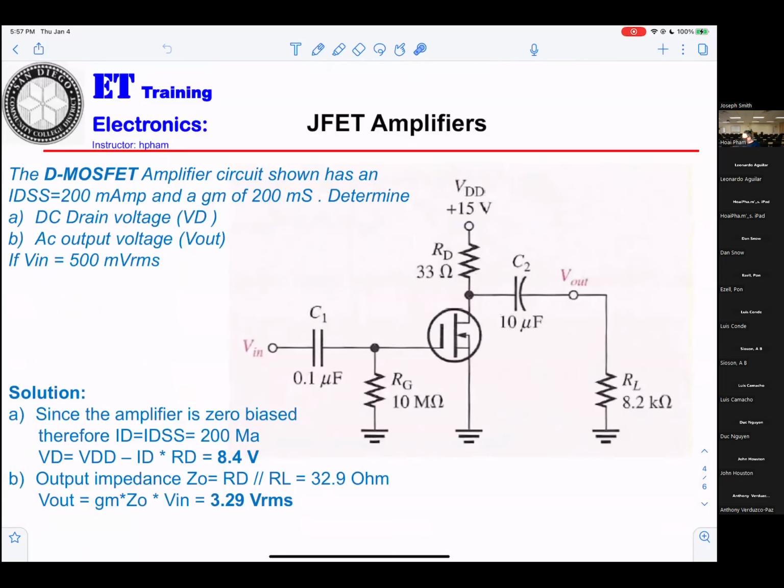Another third example, okay? So you can see the MOSFET amplifier shown here. They want DC drain voltage VD and AC output voltage V out if Vin is 500 millivolt RMS, and this is the solution. You get the time, you can try to do it. And also this amplifier, they're using self bias. This is a self bias. You see no voltage here.